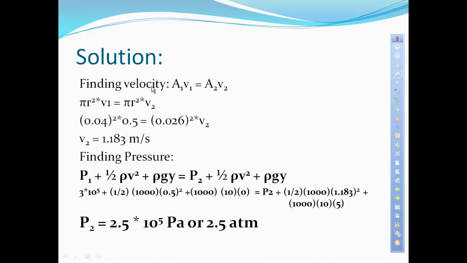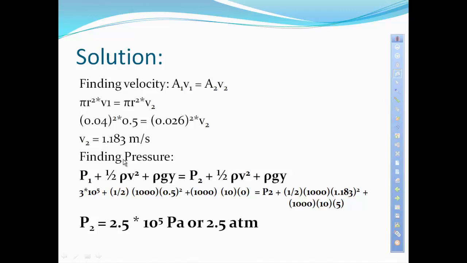Okay, the first step in doing this is to find the velocity in the pipe at the second location. So we have our A1V1 equals A2V2. So the area times the speed at the first location equals area times the speed at the second. Here is the area of our first. Oh, I forgot to put the pi in there. Sorry, guys. You should have a pi right here. And then the area, well, I guess it's going to cancel out anyways. Area in the second region over here. And then we have our velocity at the second point ends up being 1.183.